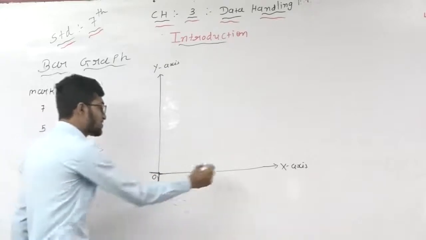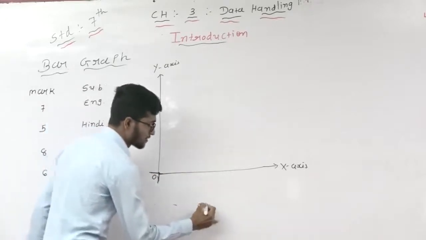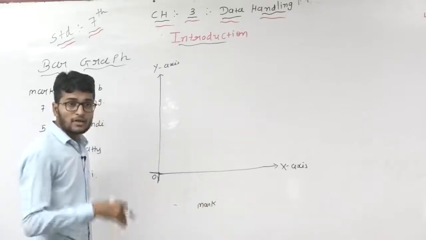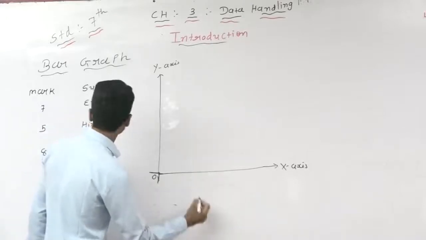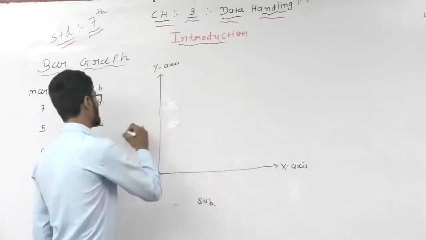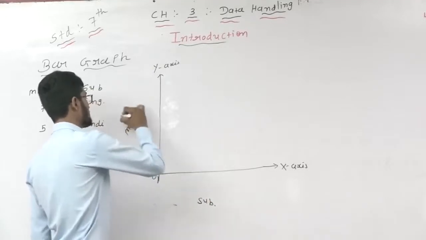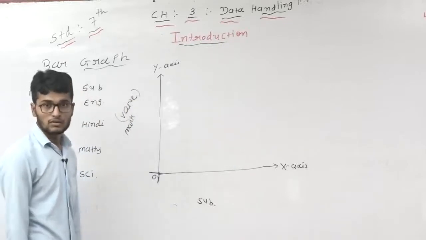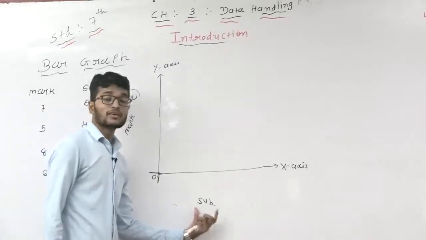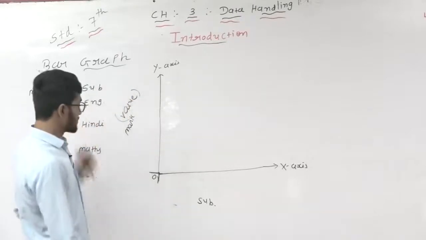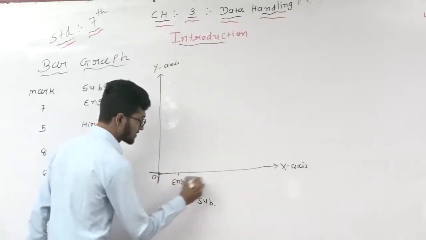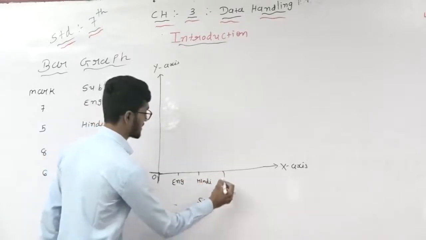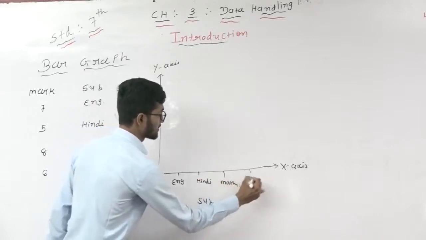Right? Now the x-axis represents the month's name, student's name, or subject's name. Sorry, here is subject, and on this side we represent the marks. It means the y-axis represents only the value, it means the number, and here we represent the name. So here the names are given. First of all we start: our first one is English, then Hindi, then maths, and then science.